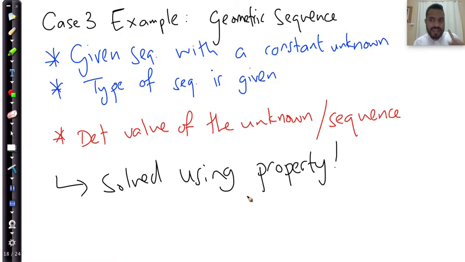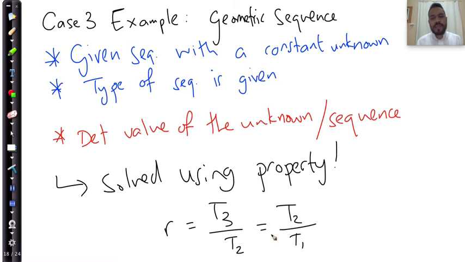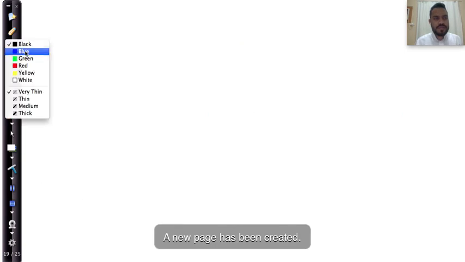Now remember, the defining property for a geometric sequence is that r, which is the common ratio, is equal to T3 divided by T2, which is equal to T2 divided by T1. So let's see what we can do here. Here's our first example. I'm going to use x plus 1, that's a term in itself, x plus 3, that's a term in itself, and then 2x plus 3.